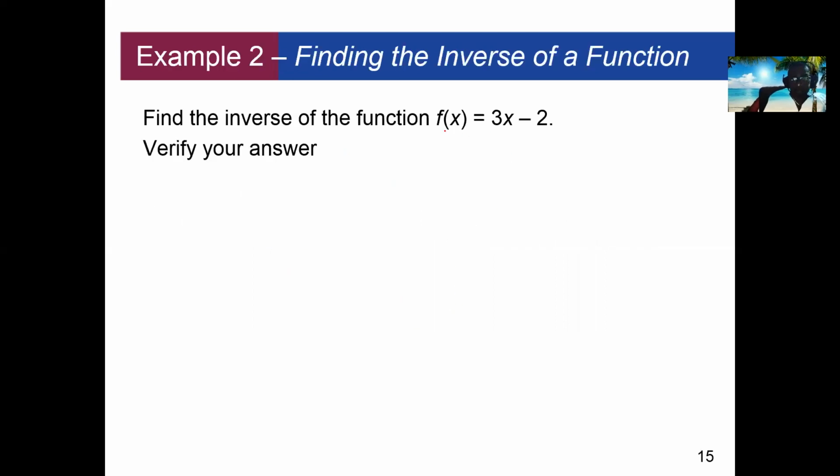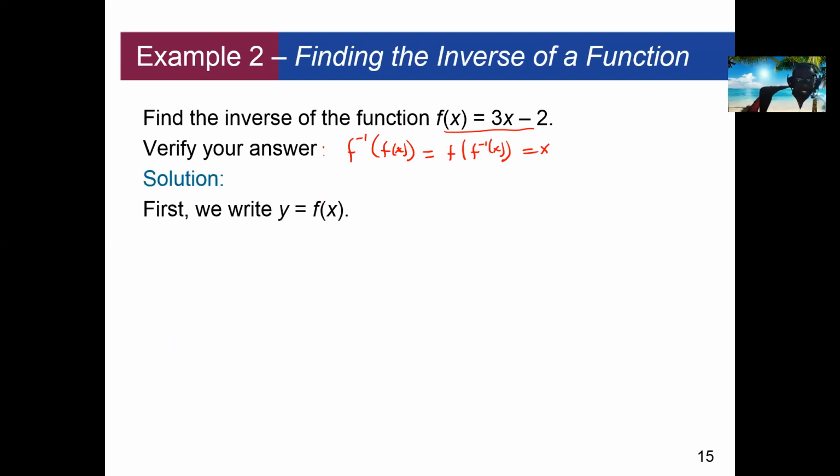Let's look at a linear function f of x is equal to 3x minus 2. Okay, we'll do this and also verify using the property. Using this property, f inverse composed with f is equal to f composed with f inverse, and each of them should equal x. Okay, so we want to verify that.